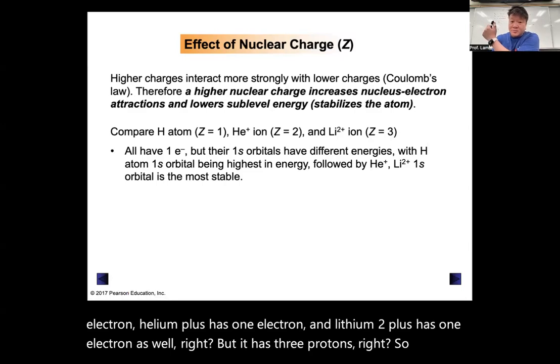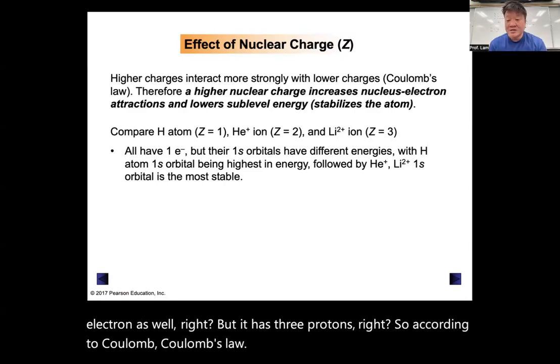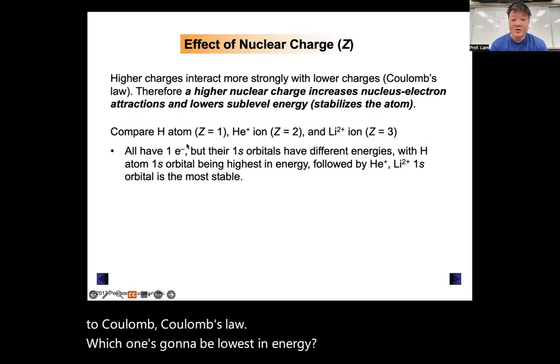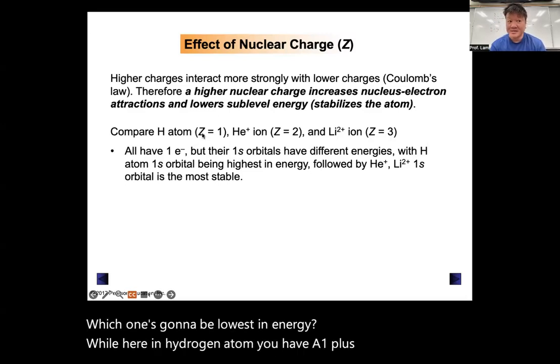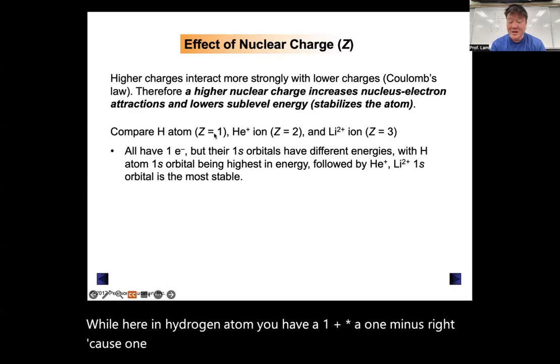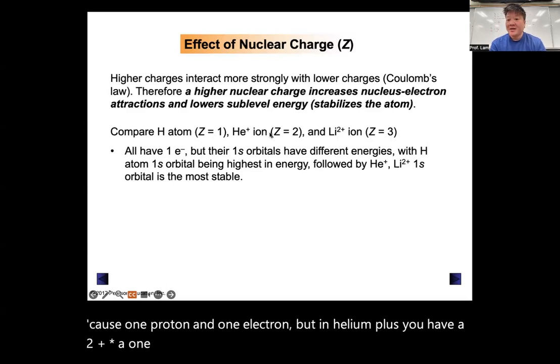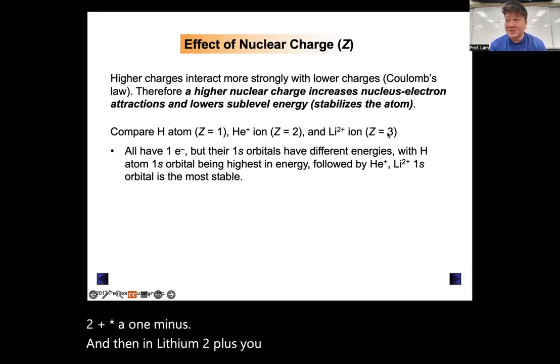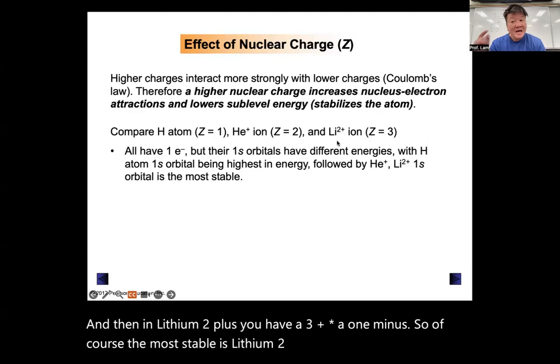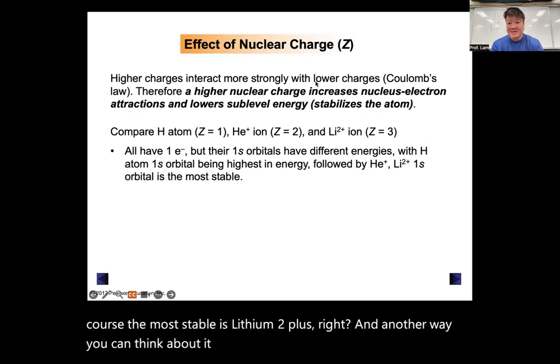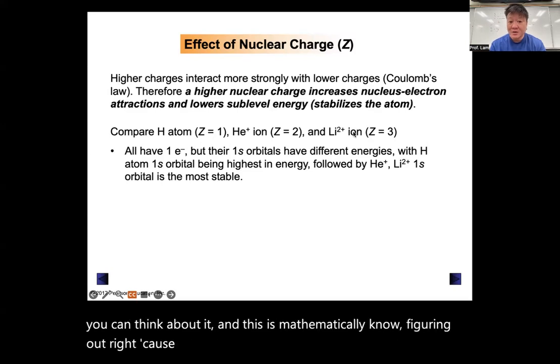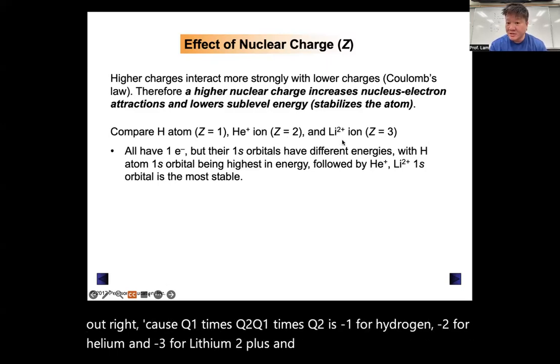So according to Coulomb's law, which one's going to be lowest in energy? Well, in the hydrogen atom, you have a 1 plus times a 1 minus, because 1 proton and 1 electron. But in helium plus, you have a 2 plus times a 1 minus. And then in lithium 2 plus, you have a 3 plus times a 1 minus. So of course, the most stable is lithium 2 plus. And mathematically, Q1 times Q2 is -1 for hydrogen, -2 for helium, and -3 for lithium 2 plus. And so that's why the lowest energy is lithium 2 plus, right?